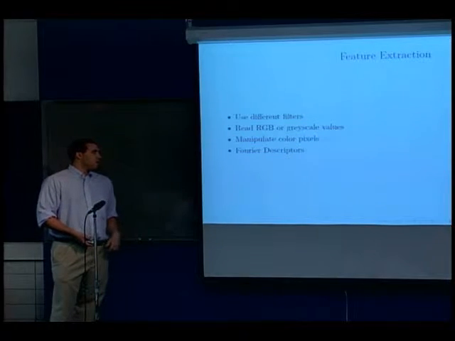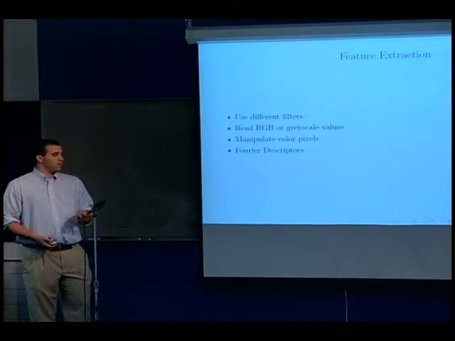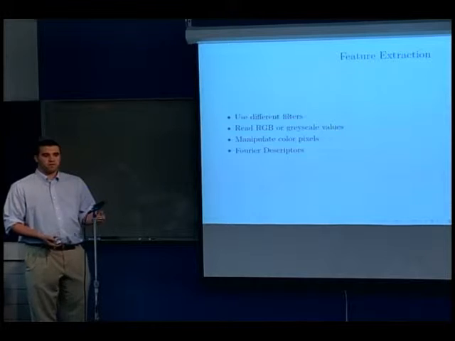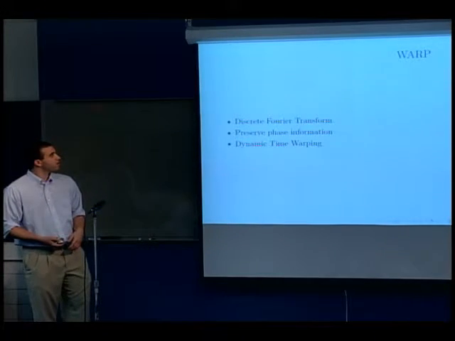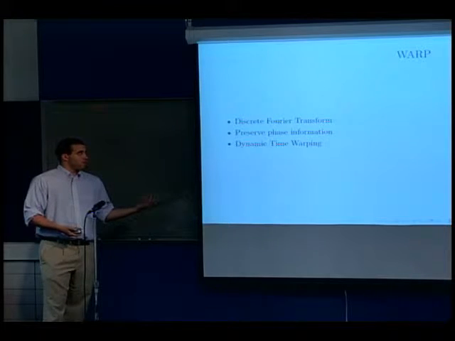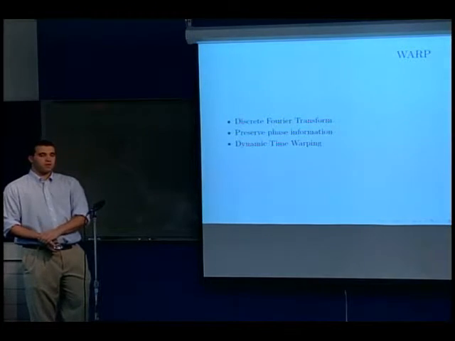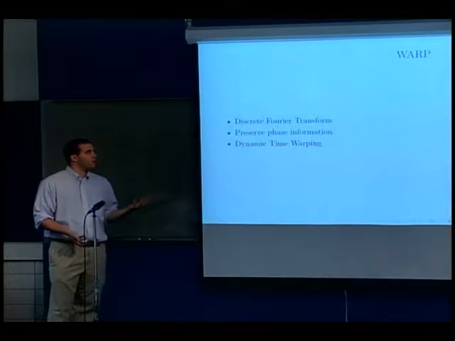And then one of the big ways, and that's the way we've been kind of heading, is Fourier descriptors, using them with the shape to help classify the fish. So using the Fourier descriptors, there was a paper that was done recently. They introduced a method called warp.